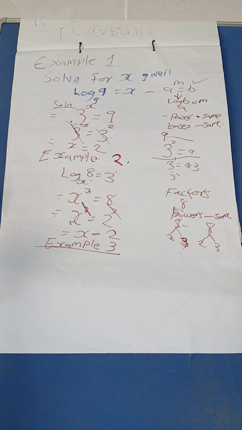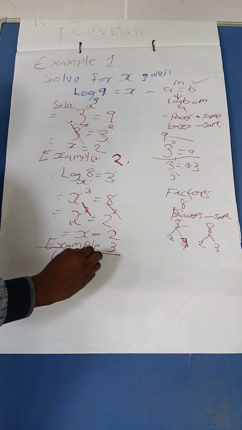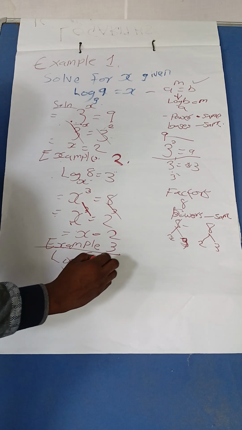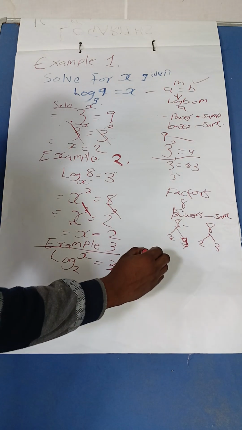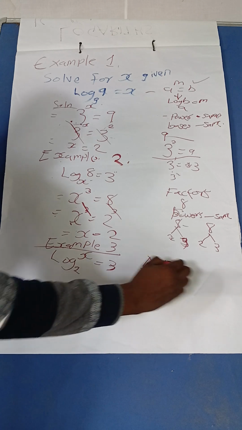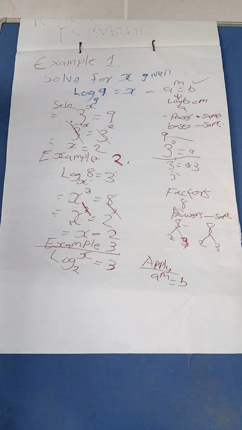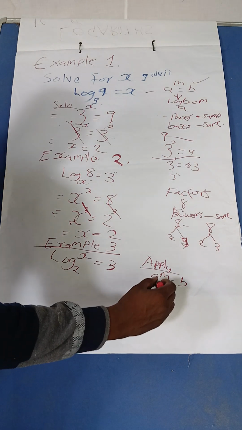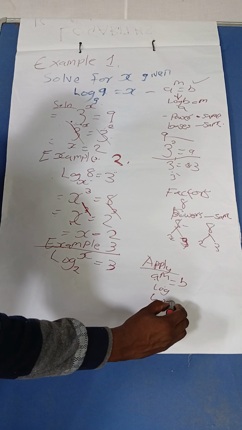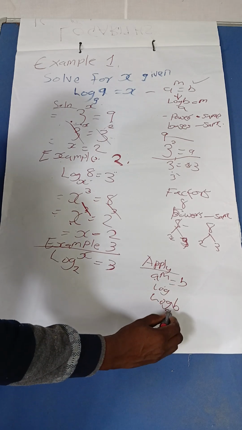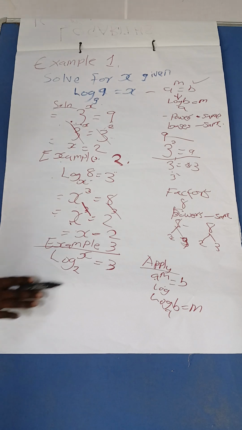Example 3 on log: log x to base 2 is equal to 3. Just apply this, the one I started with. Underline the word apply. A power m is equal to b. If I put it in logarithm form, it's log b to base a is equal to m. So this is what we are applying here. For this case, it will be what?